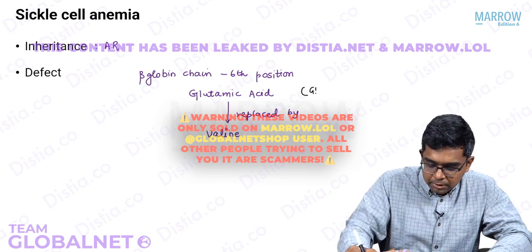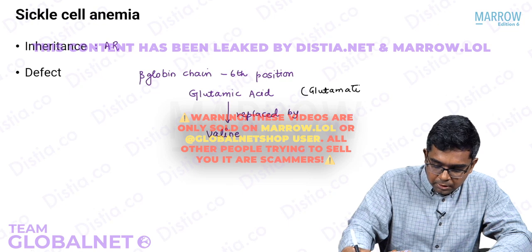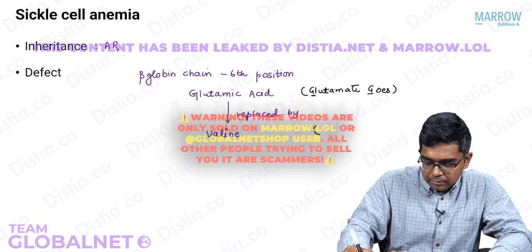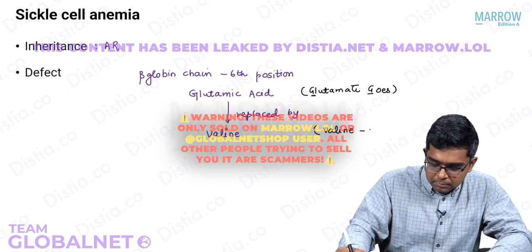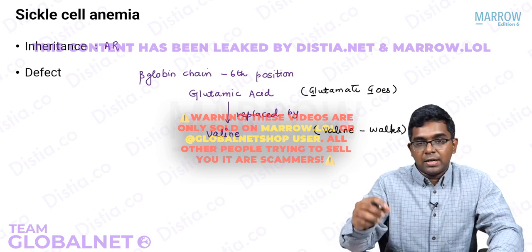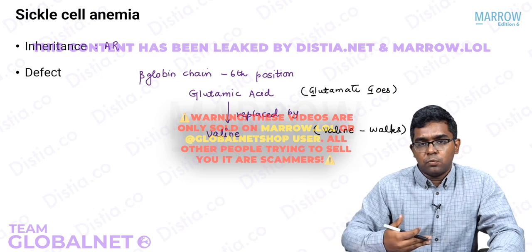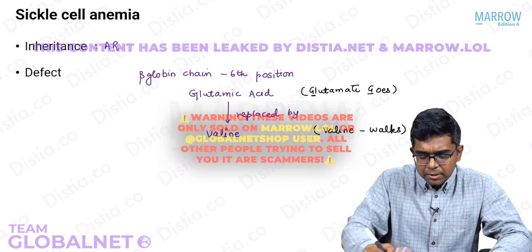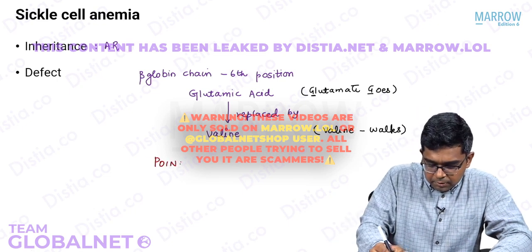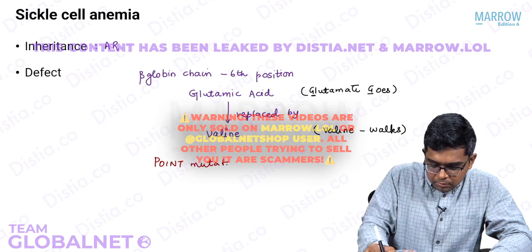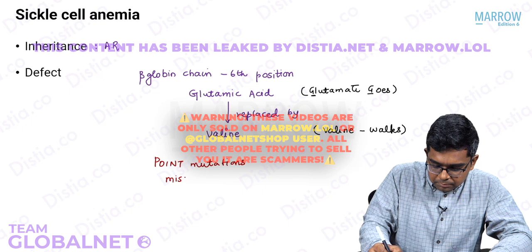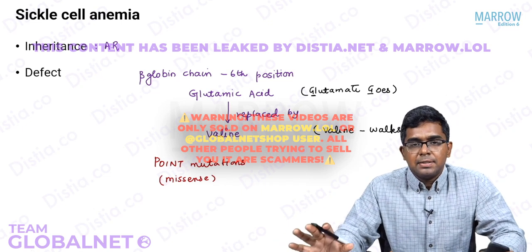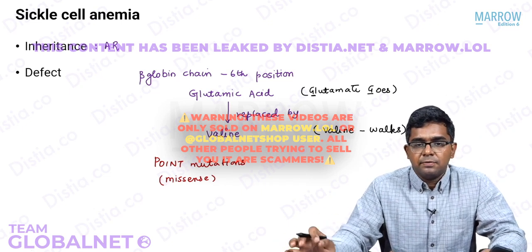That is what we famously remember as a mnemonic. Glutamate, which is G, goes, G for G, glutamate or glutamic acid goes, and valine walks. V and W sound similar, so valine walks. So glutamate goes and valine walks. That is the basic defect in case of sickle cell anemia. The usual reason for this is point mutations, commonly missense mutation occurring in the genes which are coding for the beta globin chains. This is the basic abnormality or the defect in case of sickle cell anemia.